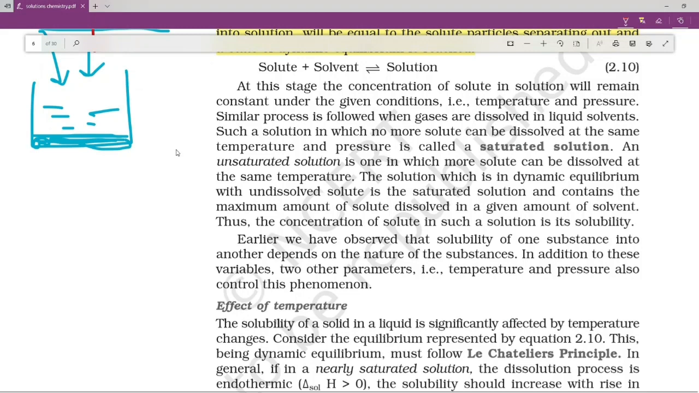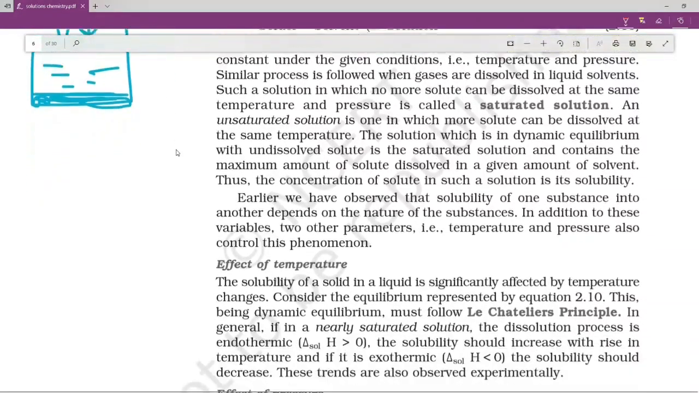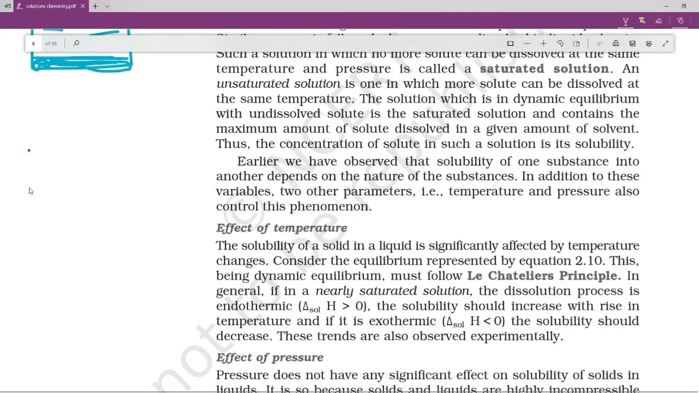So as the temperature rises, we can understand here, suppose these are the solute and solvent particles. Suppose these are the solvent particles.